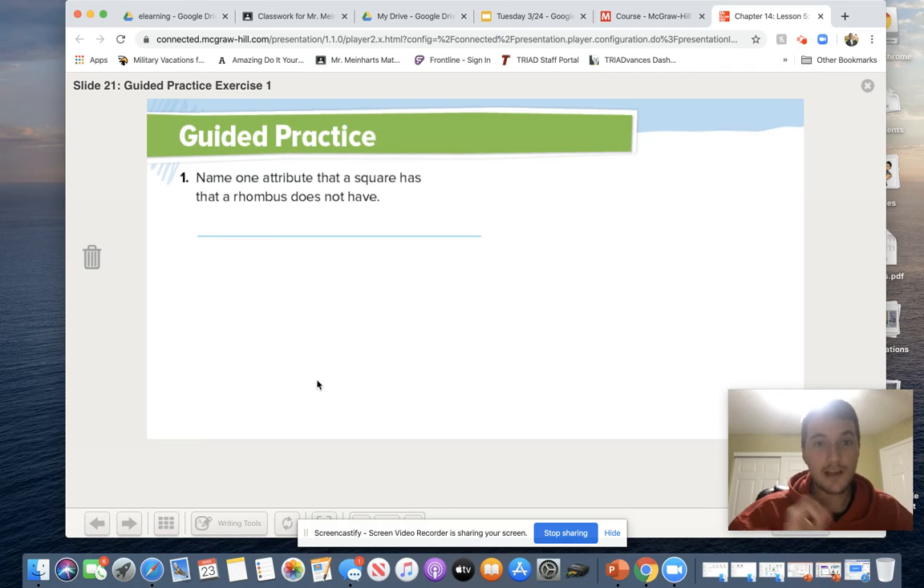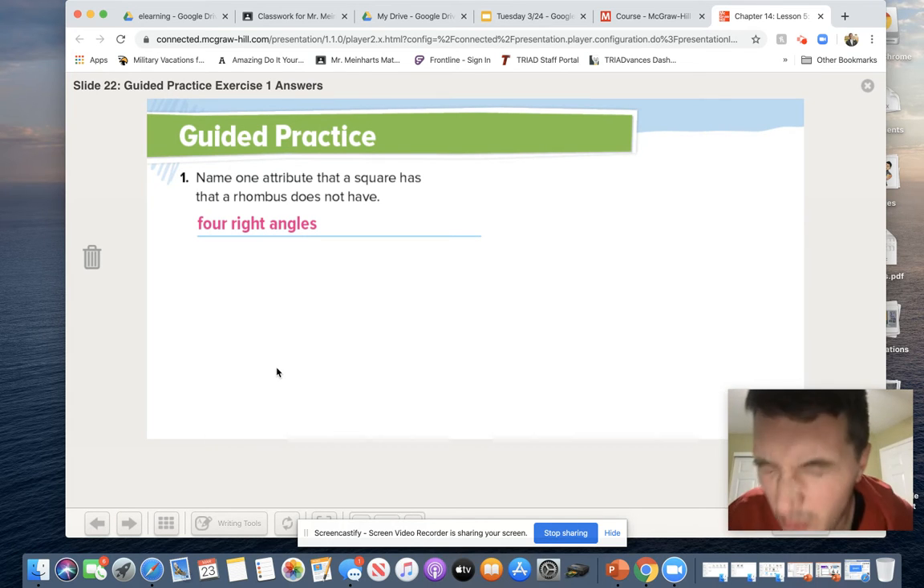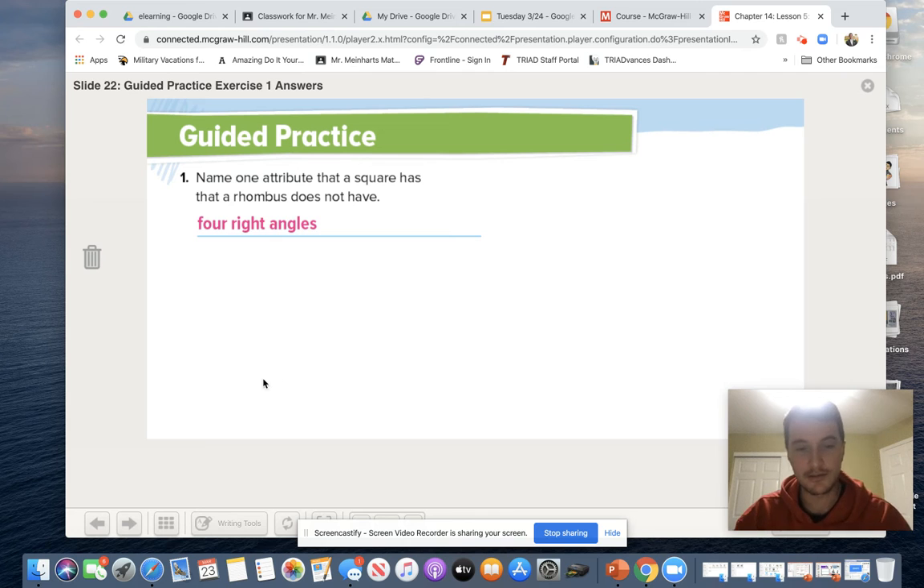So name one attribute that a square has that a rhombus does not have. What's the difference between a square and a rhombus? Pause video, look back in your notes. What do you think? Four right angles. A square has 4 right angles. A rhombus does not have 4 right angles.